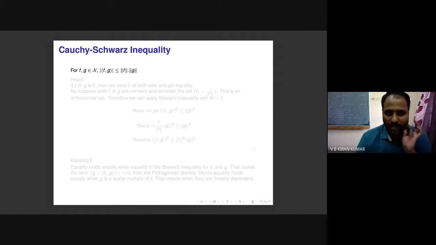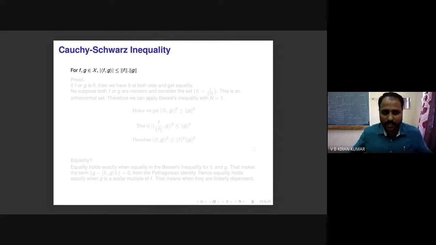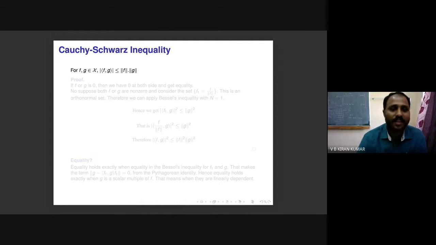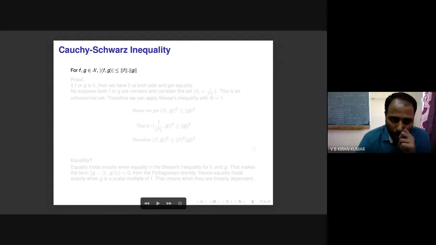Now, a very important inequality in the theory of inner product spaces is the Cauchy-Schwarz inequality. In fact, some variation of this is something we have already seen, but let me prove it using whatever we did now.